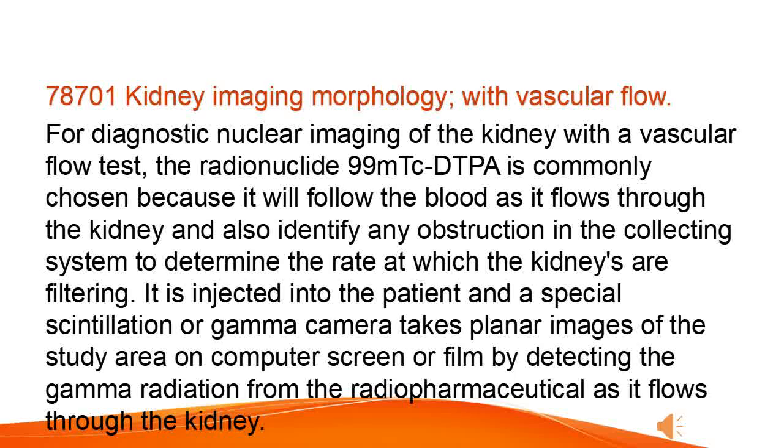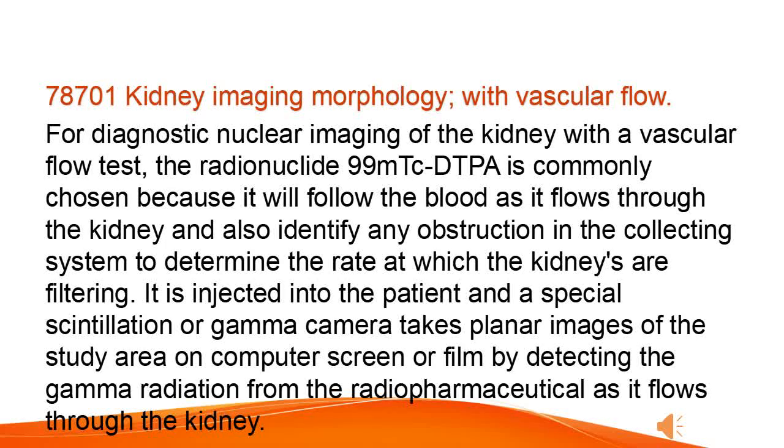Kidney imaging morphology, with vascular flow. For diagnostic nuclear imaging of the kidney with a vascular flow test, the radionuclide 99mTc-DTPA is commonly chosen because it will follow the blood as it flows through the kidney and also identify any obstruction in the collecting system to determine the rate at which the kidneys are filtering.